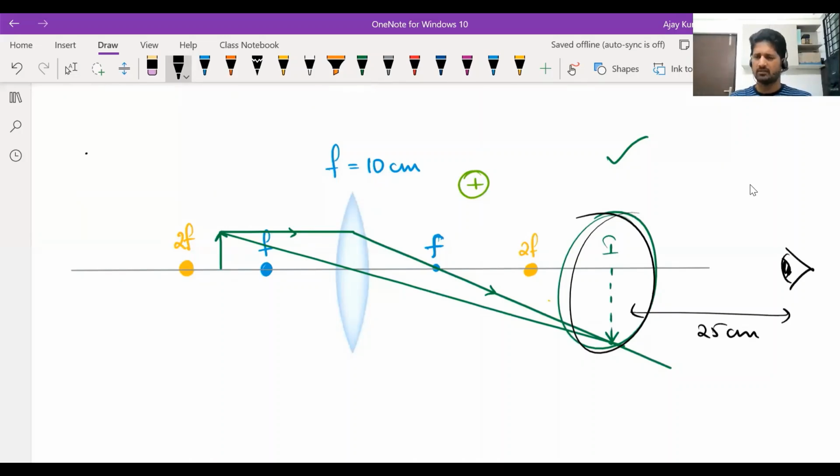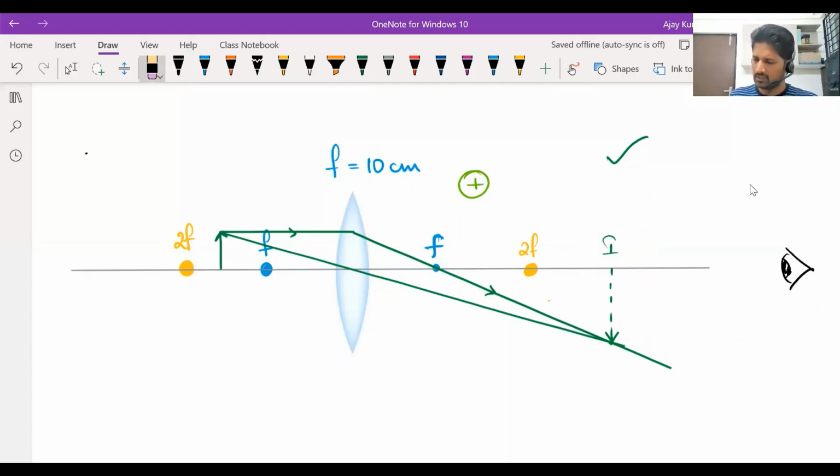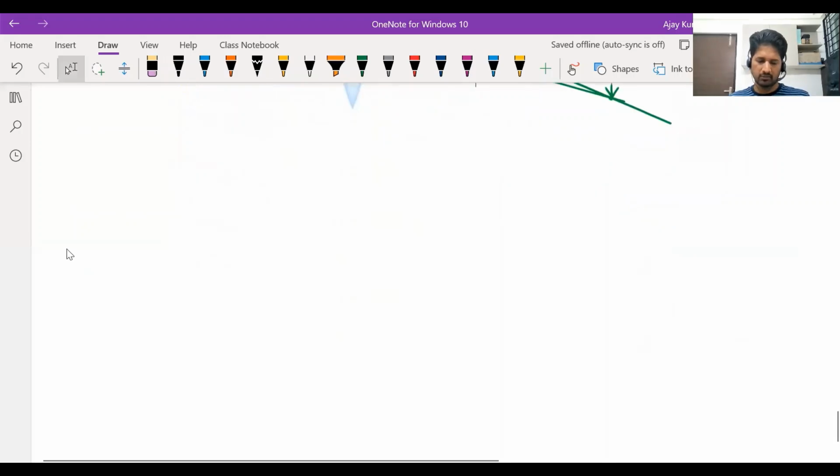Okay. And also another problem is you see inverted images. We are not comfortable seeing inverted images. We want upright images. So this case also cannot be used for a simple microscope. I'm not saying there is no magnification. There is magnification. There is an enlarged image being formed. It can be seen also if you are at a sufficient distance. But that is not what we want a simple microscope to do.